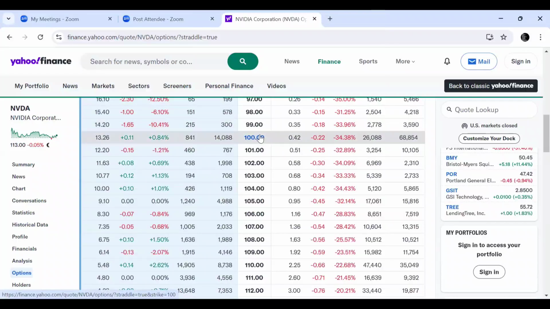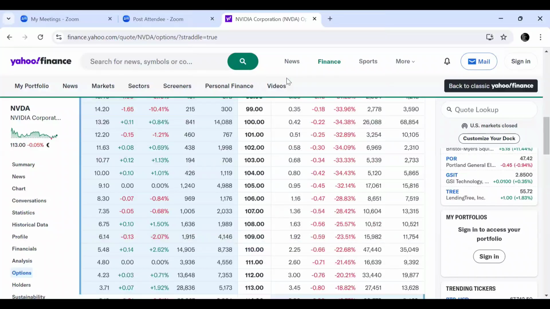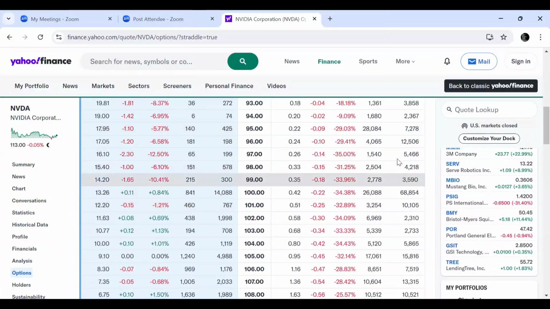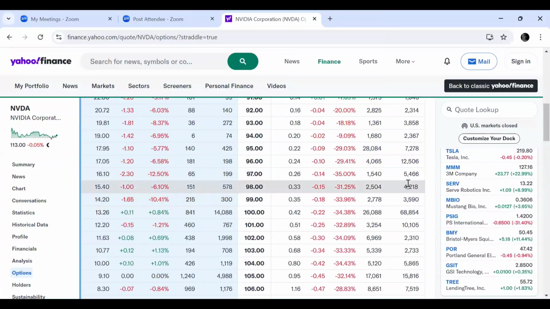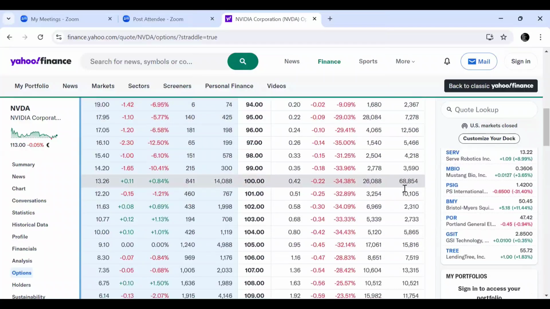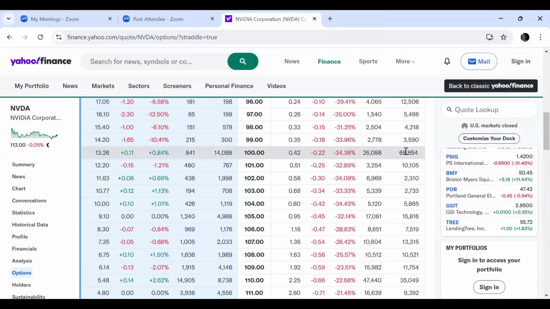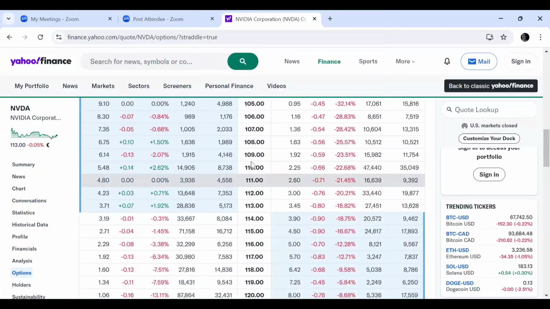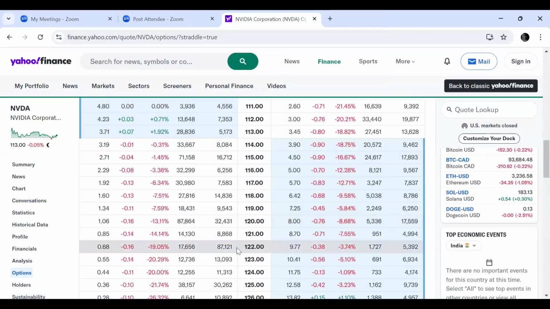So here it determines the range of the NVIDIA. If NVIDIA falls due to any reason, it can fall up to $100. There is very low chance that it will fall below $100, because after $100 you are seeing there are very less lot size. There is not that much high lot size. But at $100, you can see 68,858 lots. There are more lots. And same on the call side, you can see the more lots till $122.